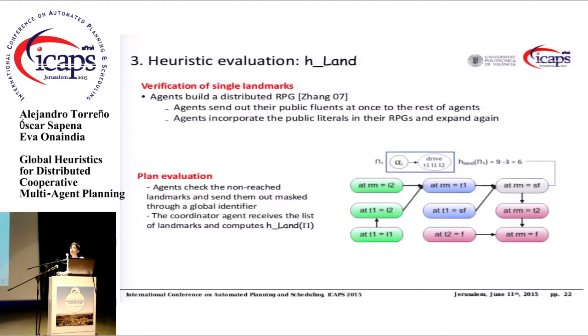So how is this used then for the heuristic evaluation? Assuming this landmark graph, in green color we have the landmarks already achieved in the plan. Then we have the blue agent who has 2 private landmarks plus the one public landmark, and the pink agent who has 3 private landmarks and 1 public landmark. So what they do is send out the landmarks, masking the private landmarks through a global identifier. The coordinator agent receives the information and counts the number of non-achieved landmarks in the plan.